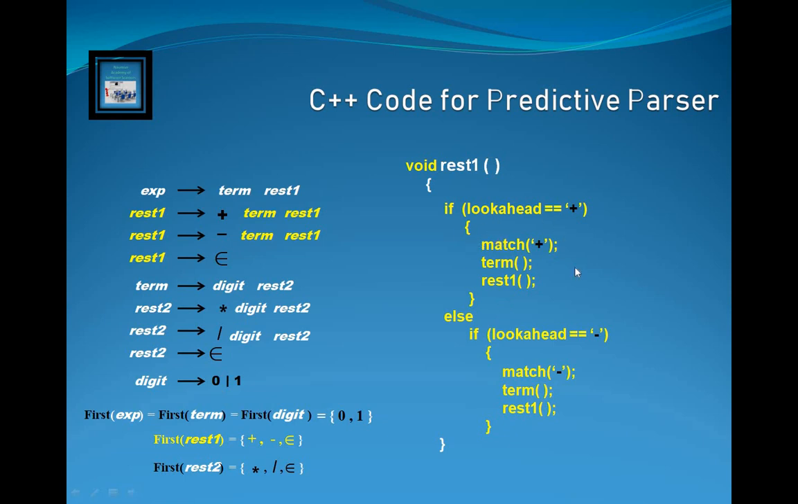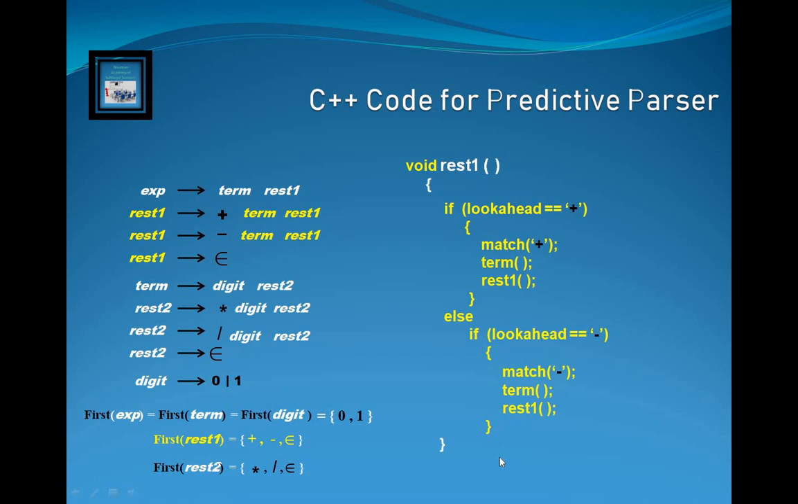These three things belong to the right side of this production, so these three things are within the block of when lookahead is equal to plus. If lookahead is not equal to plus, then it is going to check whether lookahead is equal to minus. If that's the case, then it is going to implement the second production of rest1, and the second production starts from the minus token. So the first call should be of the match function by giving this minus character as input. Then the term function, then the rest1 function.